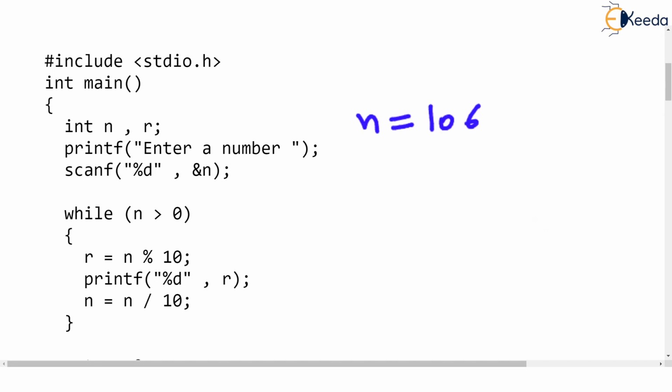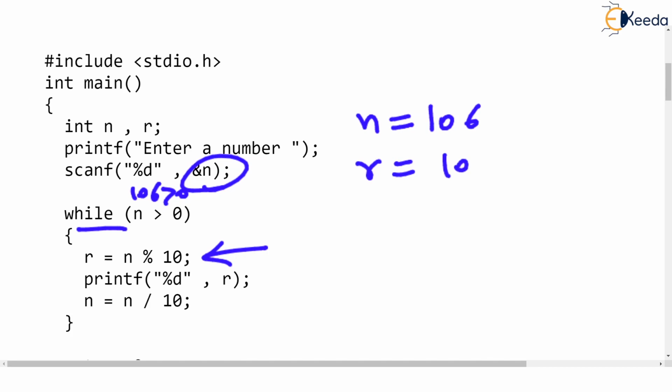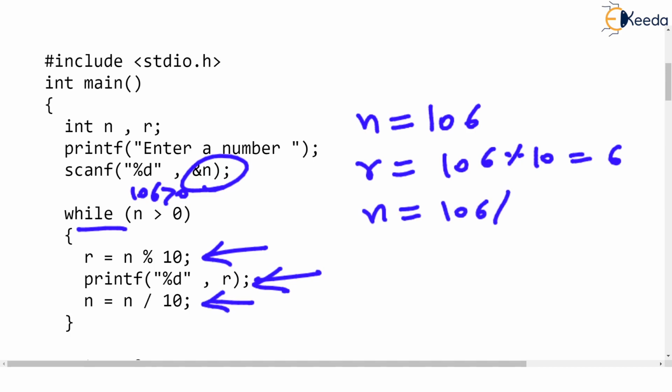If n is 106, the first time the loop is true because 106 is greater than 0. So r evaluated, check this line, is 106 % 10, correct? Which is 6. So r is 6. So the next line printf will print 6. But then n becomes n / 10. If n becomes n / 10, it is 106 / 10, which is 10. So the new value of n is now 10.